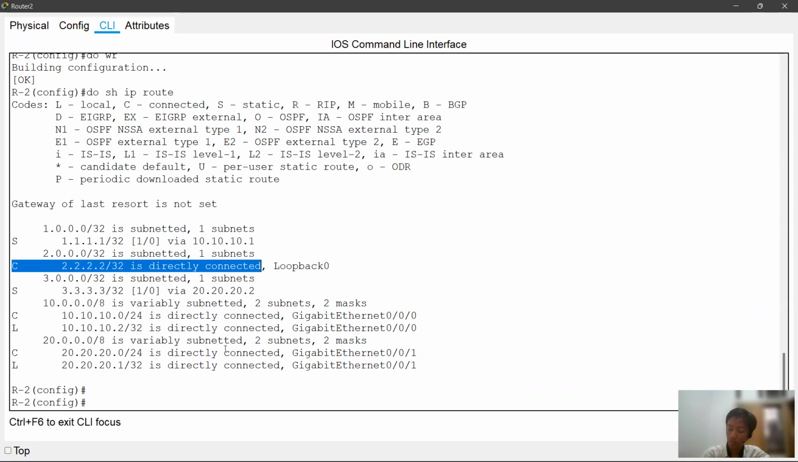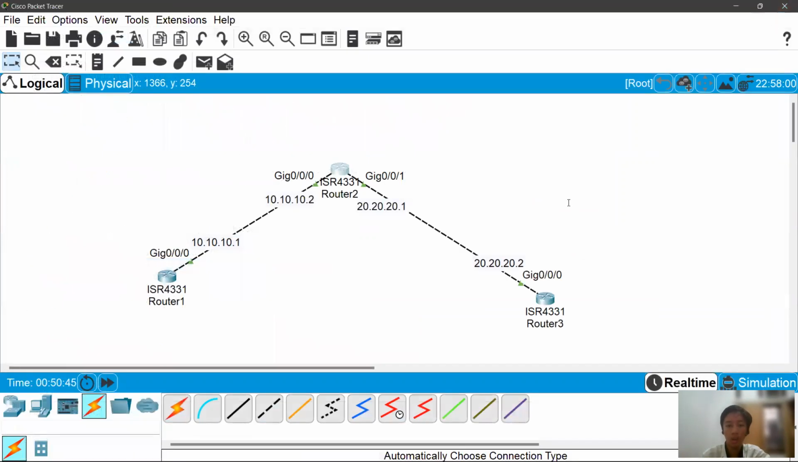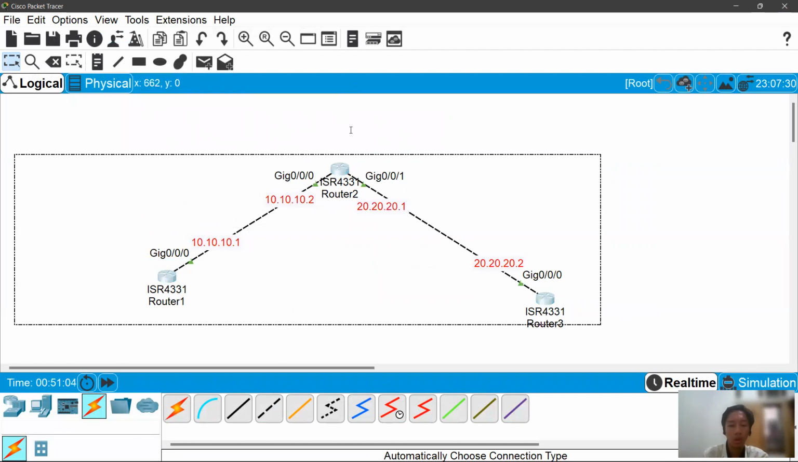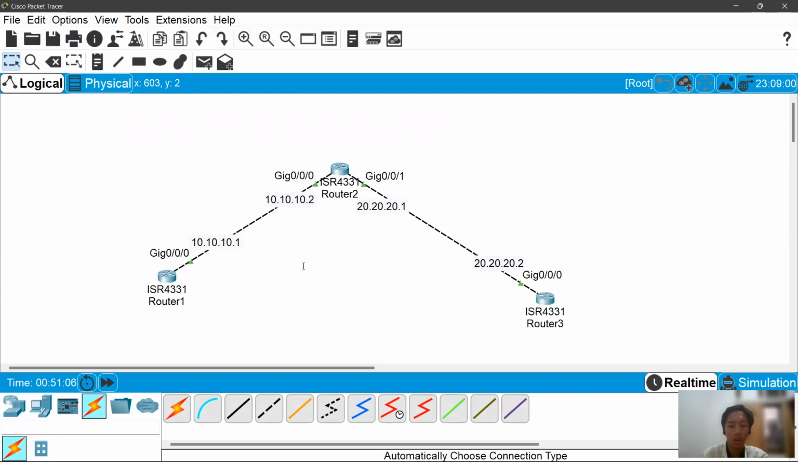Now we want to learn about routing dynamic. The most used are dynamic routing OSPF and EIGRP. First, the most used is OSPF, and now I want to explain about routing dynamic.